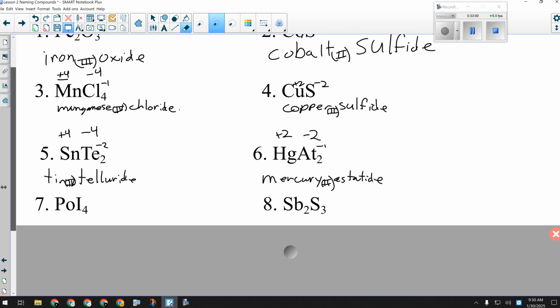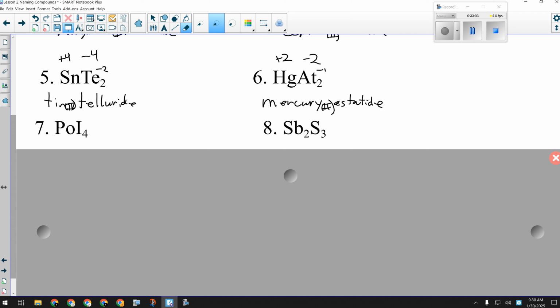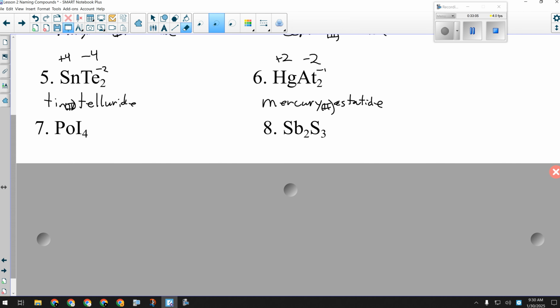Number 7. What does Po stand for? Polonium. And it's with iodine, so polonium iodide, but it has more than one possible charge. Iodine is always a -1, and there are 4 iodines, so that's 4 negative charges in total. So I've got to get 4 positives from the metal. There's only 1 polonium atom here, so it has a charge of +4. Polonium IV iodide.